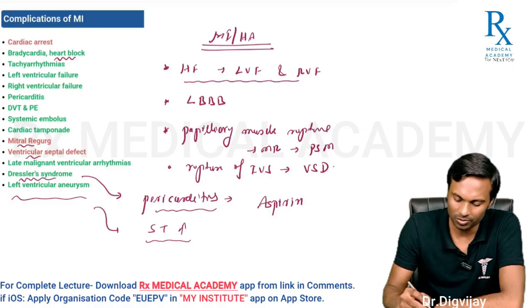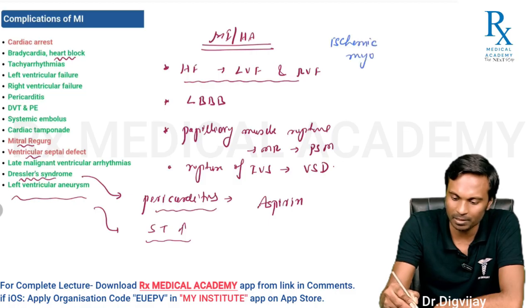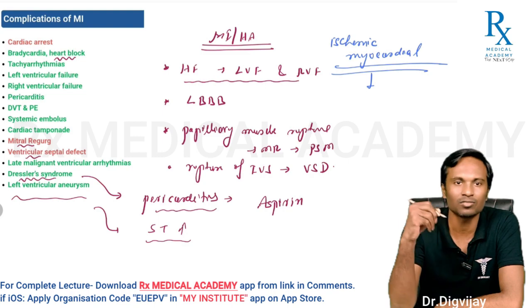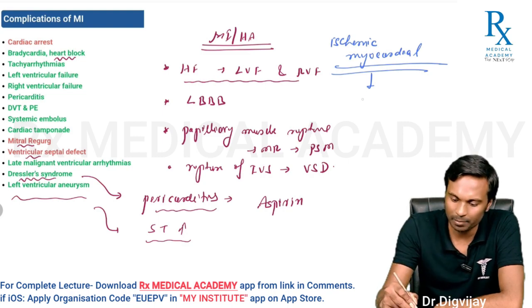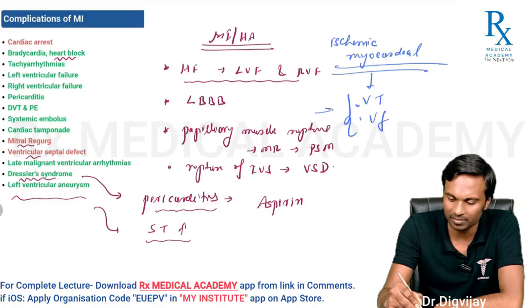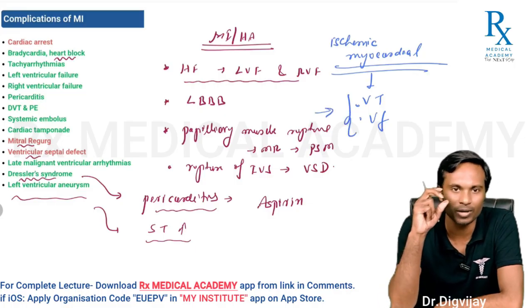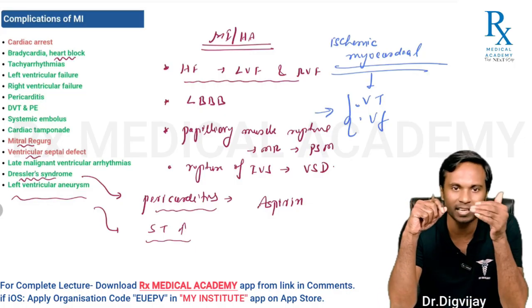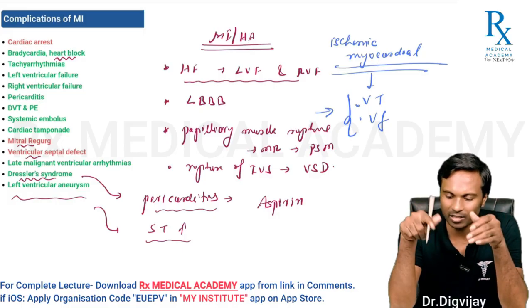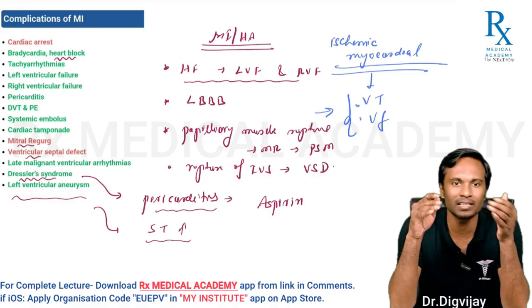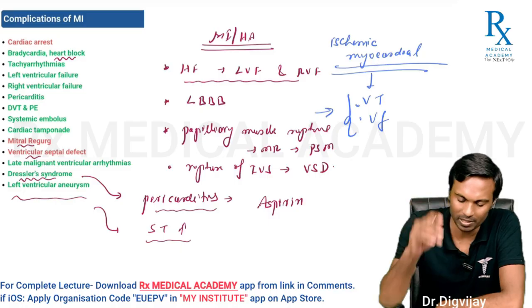Okay, now one more thing, whenever there is ischemic myocardium, this ischemic myocardium is more prone to develop arrhythmia. So in case of myocardial infarction, there can be death particularly due to ventricular tachycardia or ventricular fibrillation. Ischemic myocardium is more excitable, resulting in tachyarrhythmias in particular, and this ventricular arrhythmia can be fatal, and it can also lead to cardiac arrest, quite simple to understand.